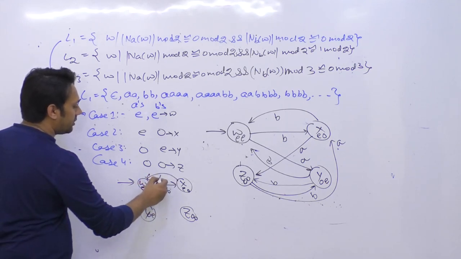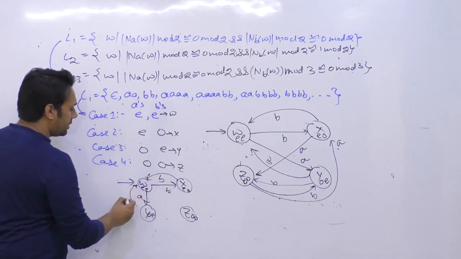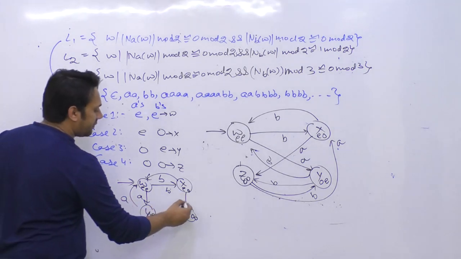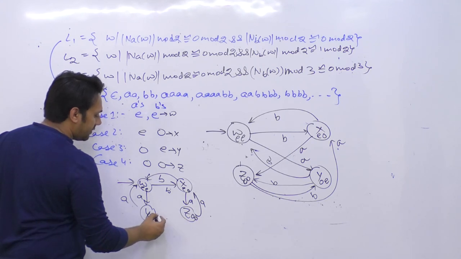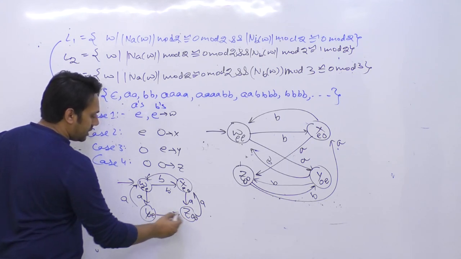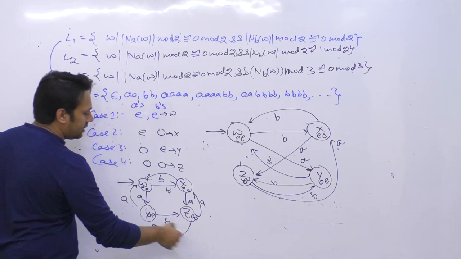So from here, I can also come here. And here if I give an A, I'll go to Z. Again, if I give an A, I'll go to X. Here, if I give a B, I'll go to Z. If I give a B again, I'll go to X.